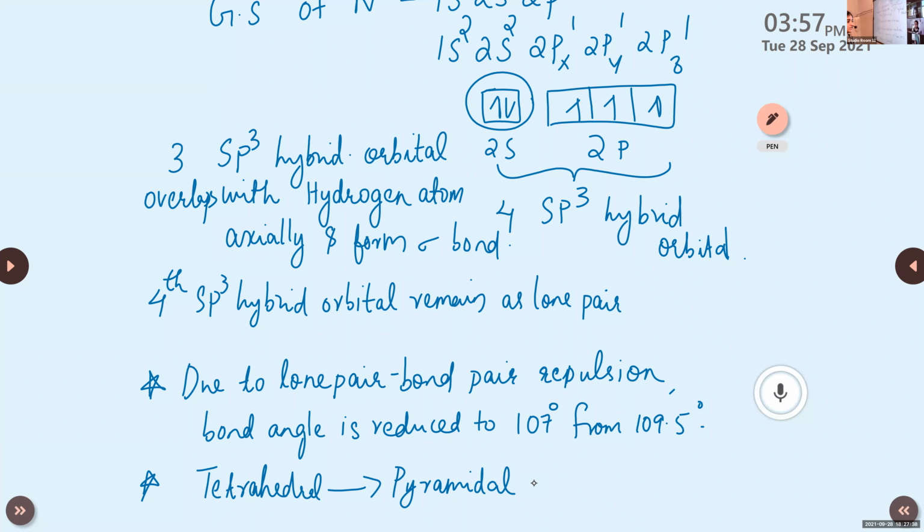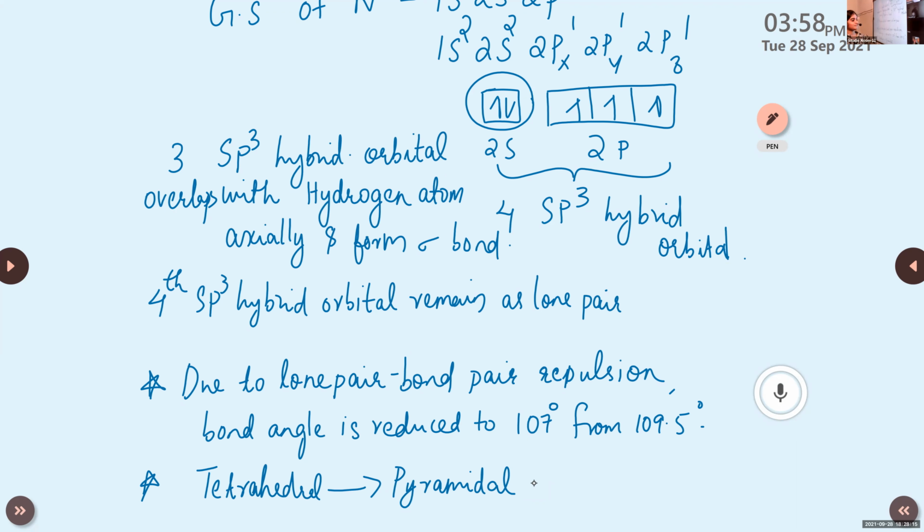In the case of methane, an example of sp3 hybridization, we have learned that it has a tetrahedral structure with bond angle 109.5 degree, right? That's the proper geometry and bond angle of sp3 hybridization. But in the case of this NH3 molecule, which also comes under sp3 hybridization, the bond angle is reduced to 107 degree from 109.5 degree, and the geometry is changed from tetrahedral to pyramidal. This is clear, children? This is clear?